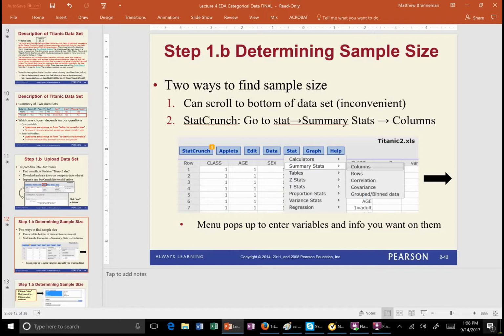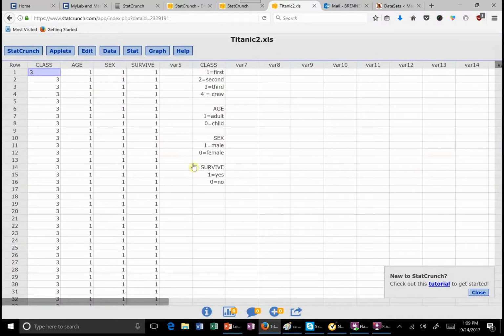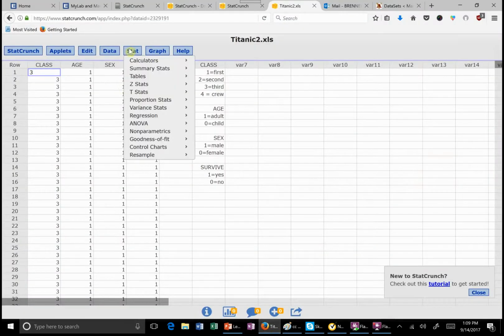So an easier way to do this, and this is going to come in handy with stuff we do later on, is we're going to do this thing called summary statistics. I'm going to ask it to tell me some information about what's in that column for passenger class, okay? So I'm going to go to Stat, Summary Stats, and Columns. It's going to report some basic statistics about what's in that column. And I'm going to click OK.